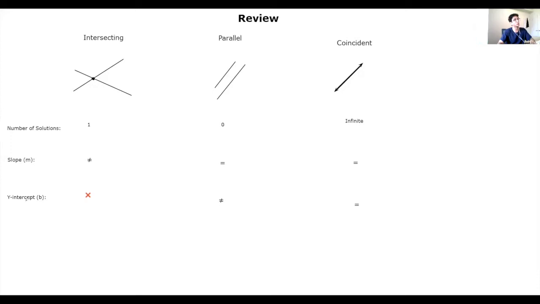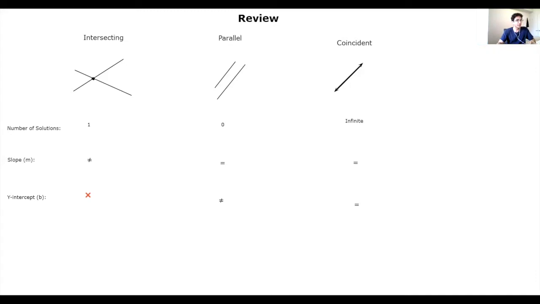Now we look at the y-intercept. For intersecting lines, we don't need to look at the y-intercept, because we can simply identify them by looking at the slope. However, to decide whether two lines are parallel or coincident, obviously we can't use the slope because they're the same, but we can use the y-intercept. Parallel lines have different y-intercepts, or b, but coincident lines have the exact same one because they are quite literally right on top of each other. So they cross that y-intercept at the exact same point.